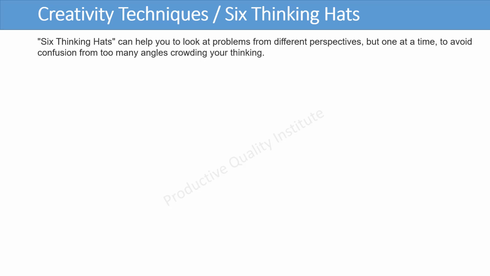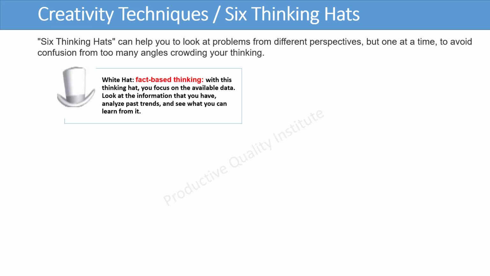Six Thinking Hats can help you to look at problems from different perspectives, but one at a time, to avoid confusion from too many angles crowding your thinking. White hat, fact-based thinking. With this thinking hat, you focus on the available data. Look at the information that you have, analyze past trends, and see what you can learn from it.